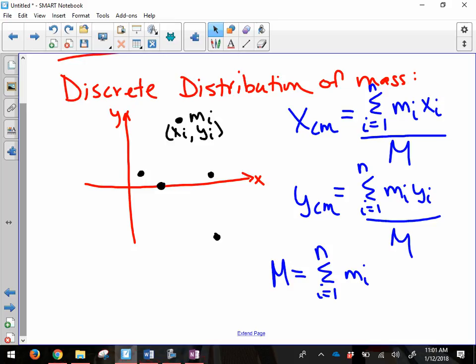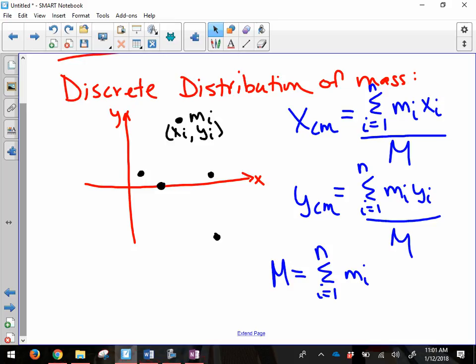But the problem that we were starting to talk about at the end of class was that sometimes there are too many particles to add up. If I wanted to find the center of mass of this cube of paper, and I was going to use my discrete distribution of mass, I would have to find the x and the y coordinates and the mass of every tiny little particle that makes up every piece of paper in here. And that would be really hard.